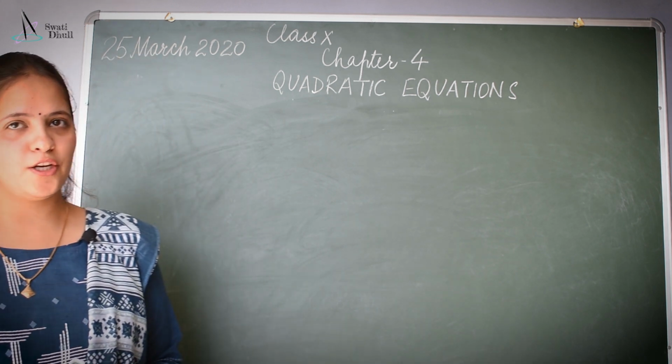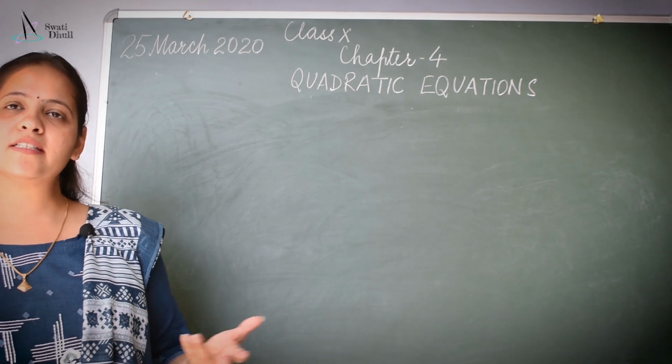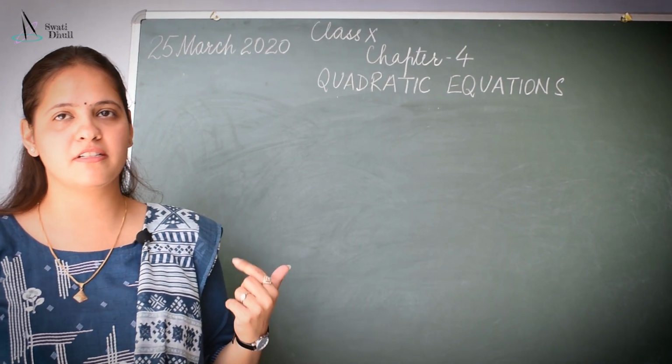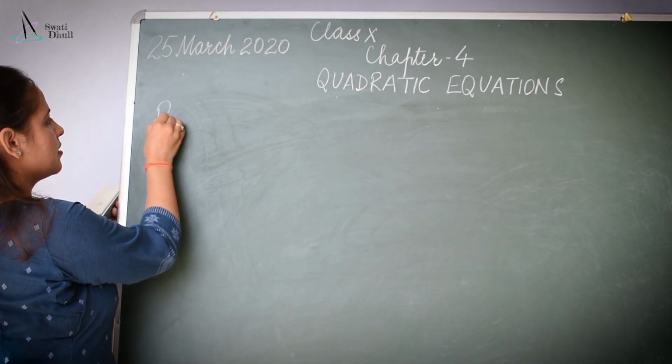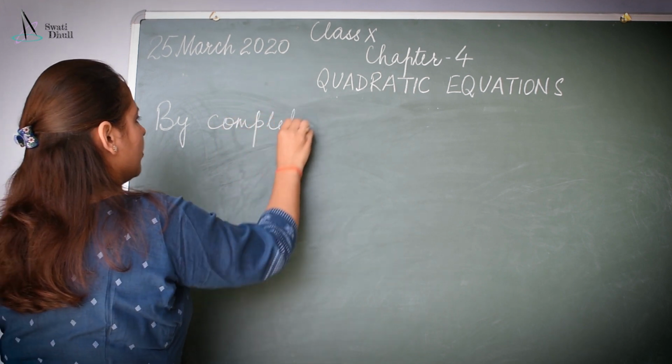In our last video, we had discussed how to find the roots, zeros or the solution of a quadratic equation by factorization or by splitting the middle term method. Now the next method which we are going to start is by completing the square method.